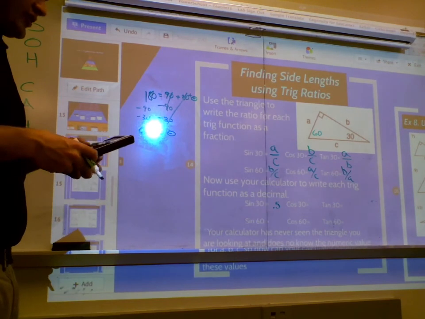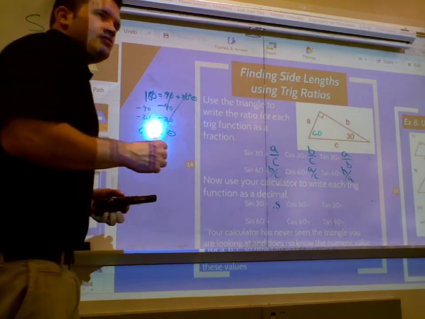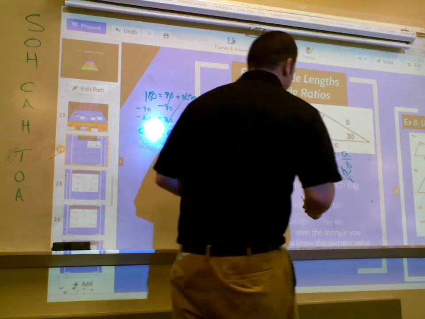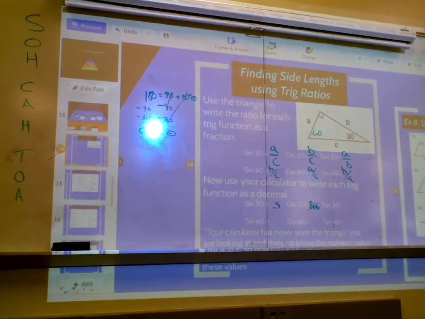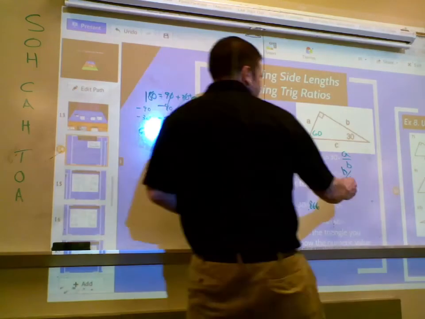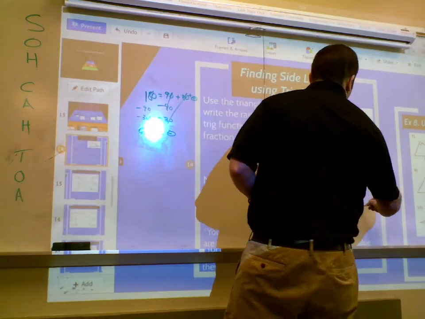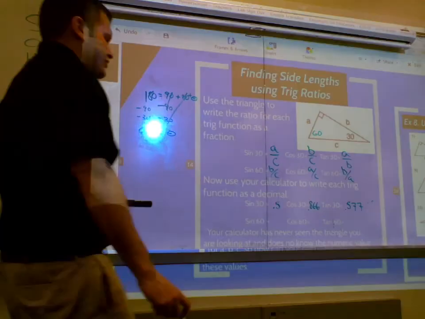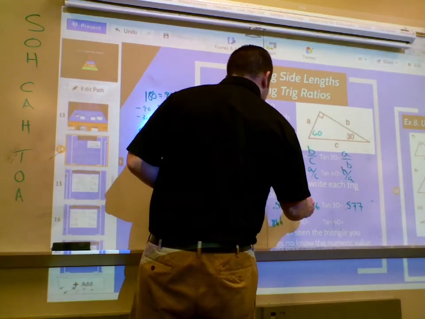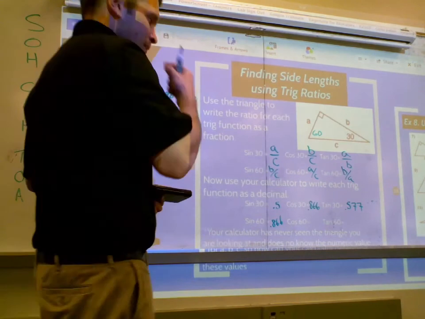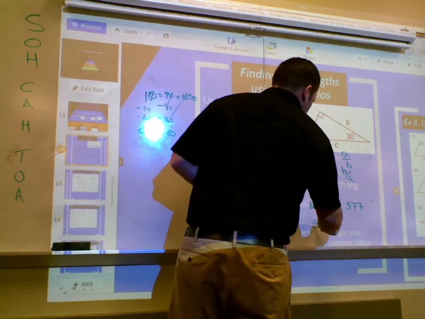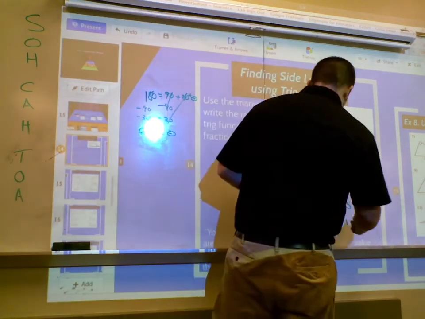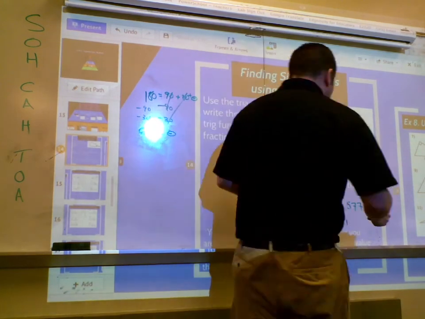So cosine 30. What's that? 0.866, right? Tangent 30, what's that? 0.577. Good. Sine 60, what's that? Cosine 60, what's that? And tangent of 60. 1.73?